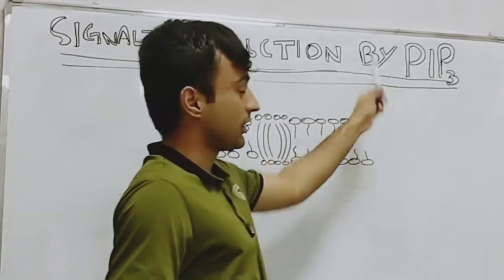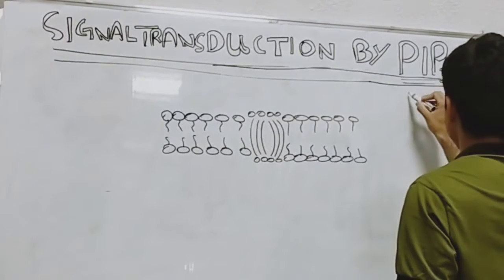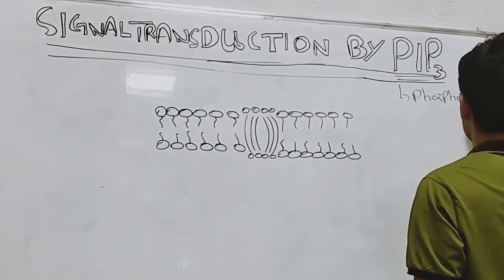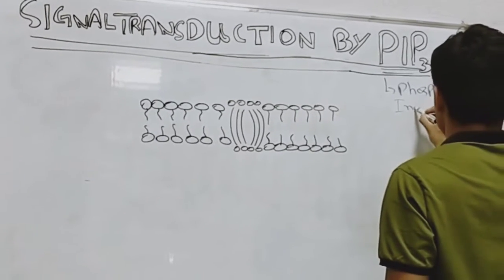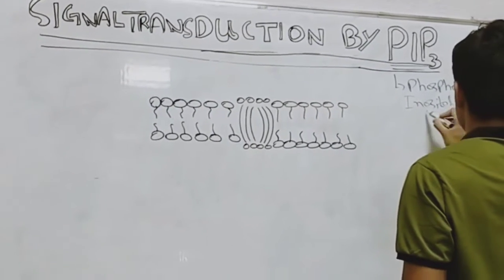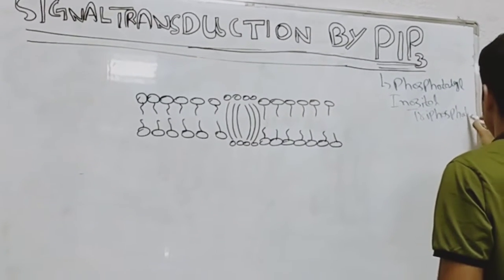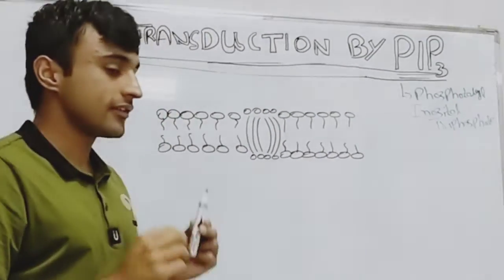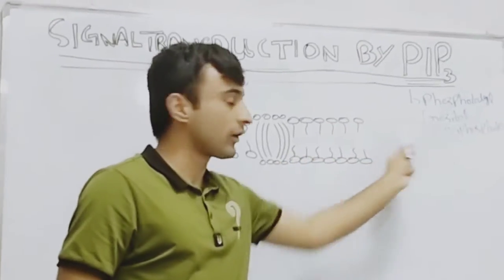Here there is the PIP3. Now what is this PIP3? This is the Phosphatidyl Inositol Tri-Phosphate. So in this lecture particularly we will focus on the signal transduction which would be carried out by the use of the Phosphatidyl Inositol Tri-Phosphate.